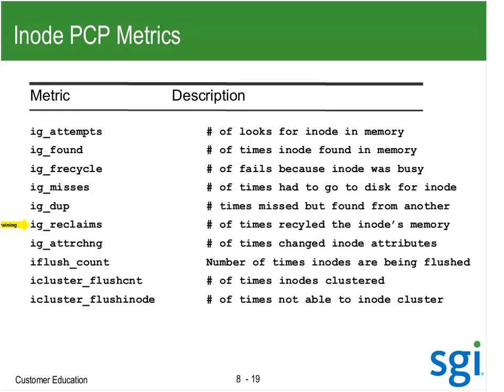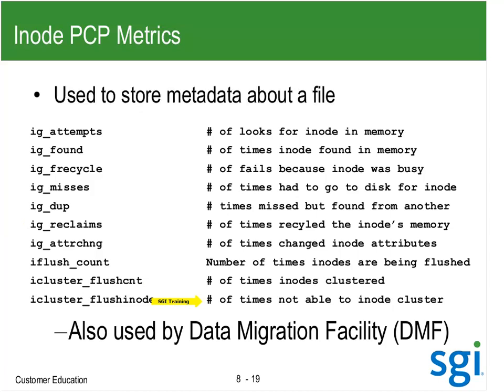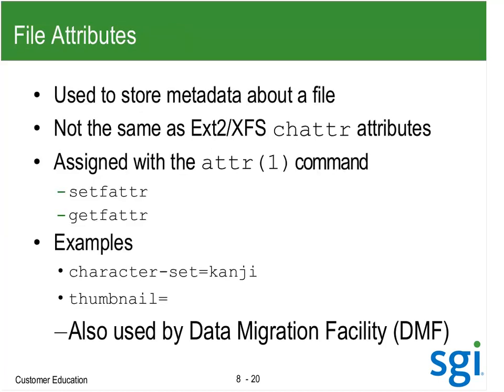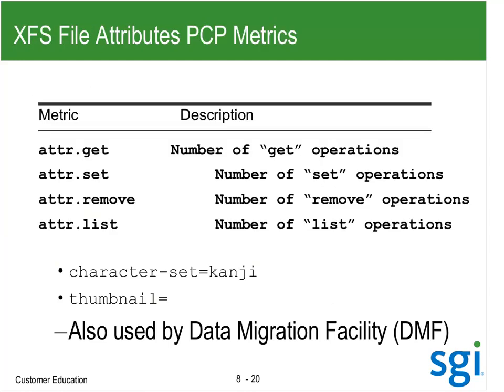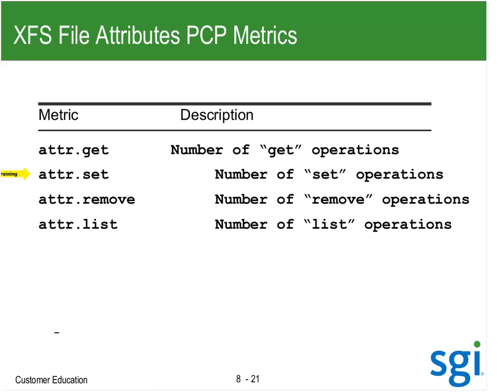Number of times inode attributes are changed, and again, number of times inodes are being flushed, number of times they're clustered, or number of times they're not able to cluster them. So when we flush inodes, we try to group them into a cluster. File attributes, not the same as chattr, which are things like the immutable bit. These are things that are metadata about a file. I've got a couple examples here. And there are some statistics in XFS to say whether attributes are being manipulated.